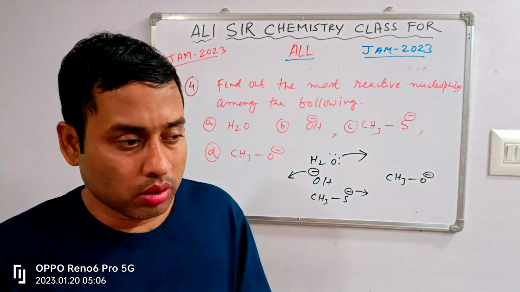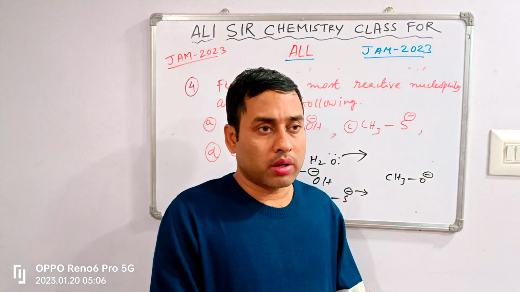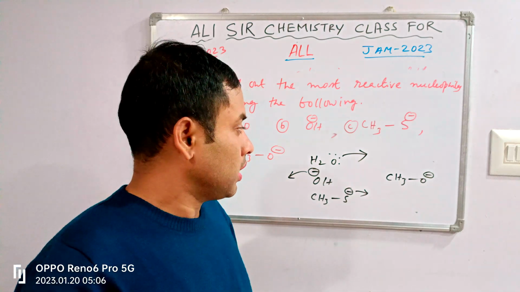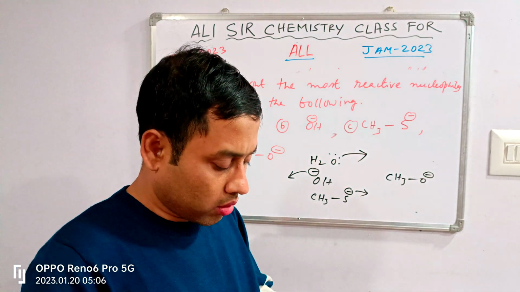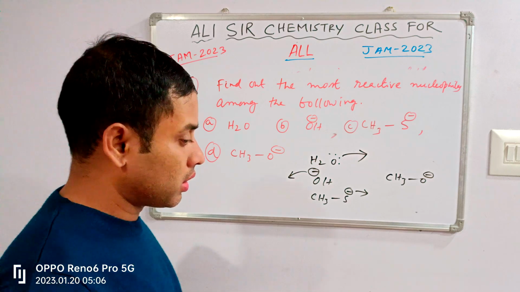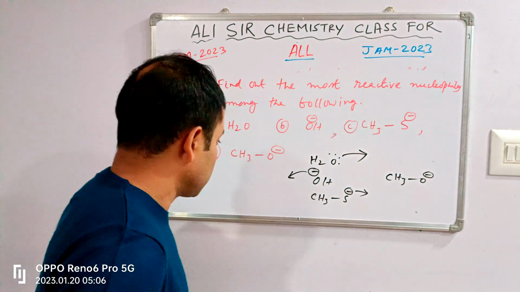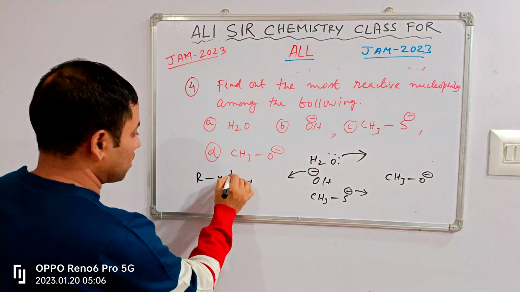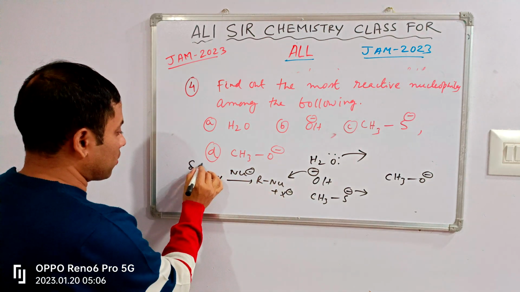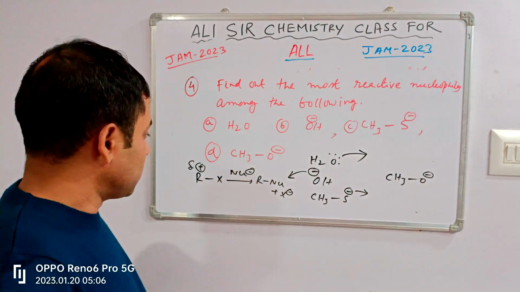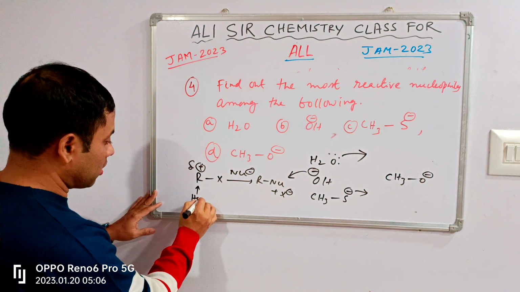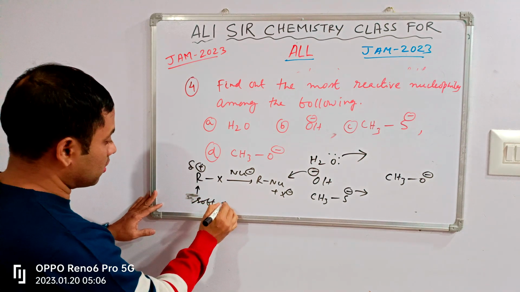Now the question comes to mind: when will it act as a nucleophile and when will it act as a base? I am trying to explain it very easily. Just listen carefully, it is very important for all of you. When a nucleophile is attached to a carbon center, for example R-X plus nucleophile, we all know we get R-Nu plus X minus. So here R has delta positive charge. Delta means small. So this is a soft center.